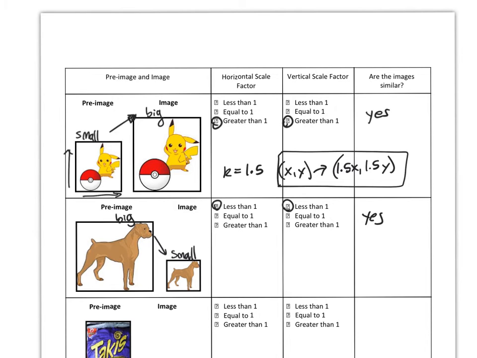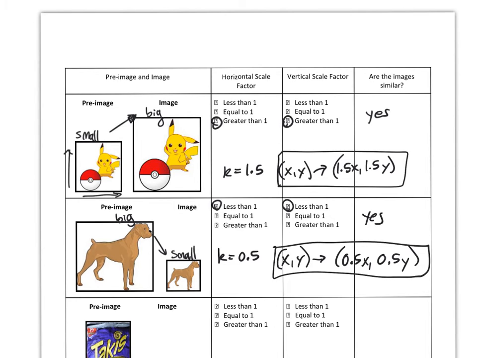Now let's look at our dilation where we got smaller. It looks like that little dog is about half as tall as the big dog. So I'm just going to estimate that k equals 1/2 or 0.5. And this is how I would write that dilation. And we do have formal names for getting big and getting small. When a dilation causes your figure to increase in size, that's called an enlargement. And when it gets smaller, that's called a reduction. So Pikachu was enlarged and our pit bull was reduced.